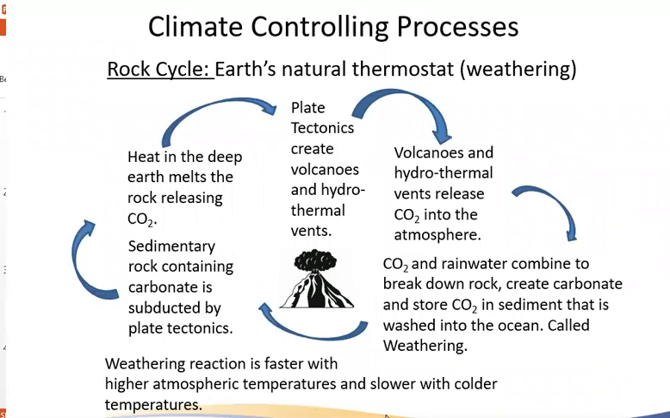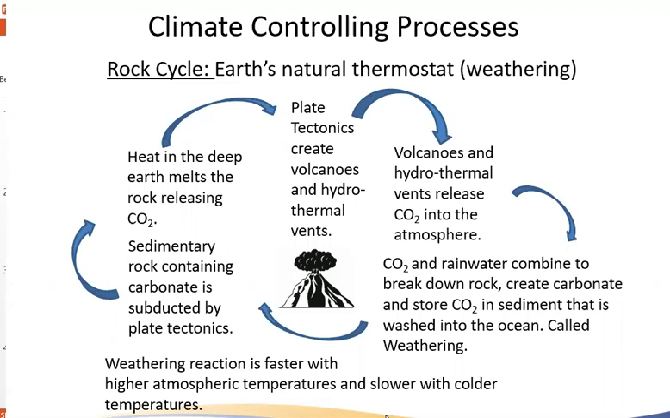So let's look at something called the rock cycle. The Earth regulates its own temperature to some degree through this process called the rock cycle. What it does is regulate the amount of carbon dioxide in the atmosphere, and the amount of carbon dioxide in the atmosphere then regulates the temperature. More carbon dioxide, warmer. Less carbon dioxide, colder. Carbon dioxide is removed from the atmosphere by chemical weathering.